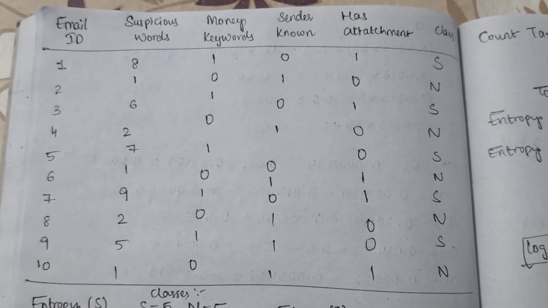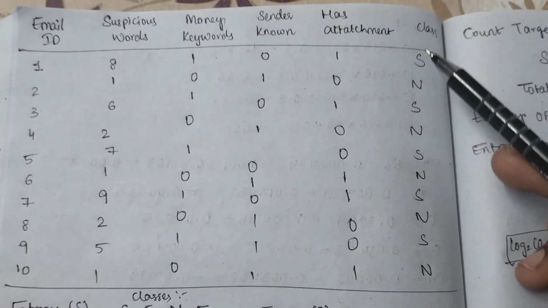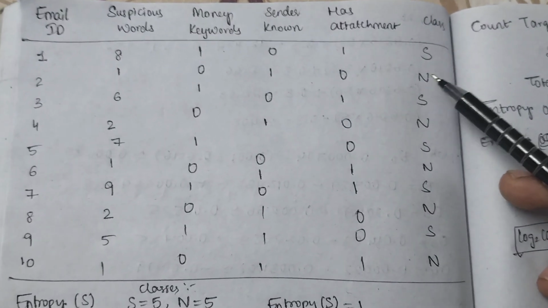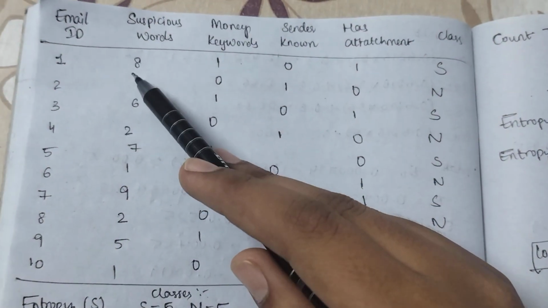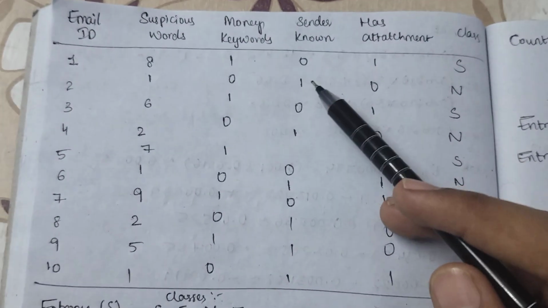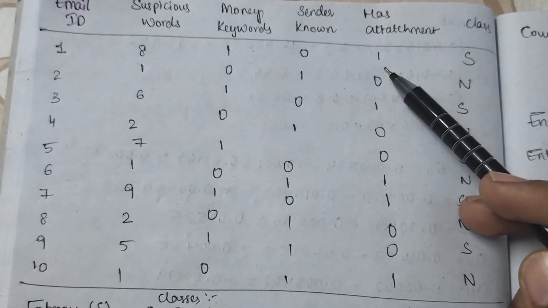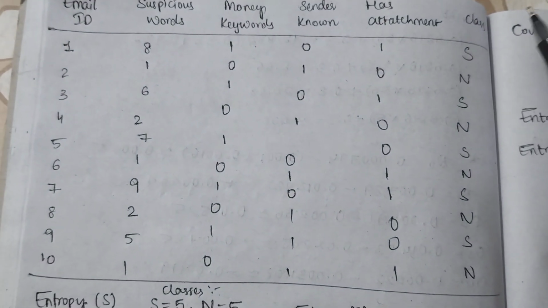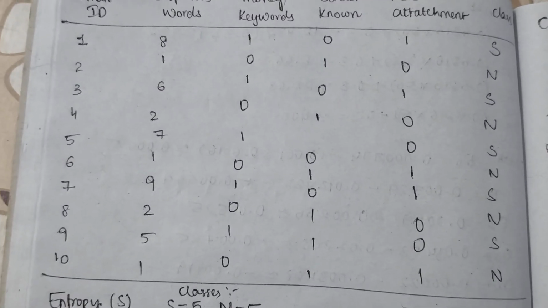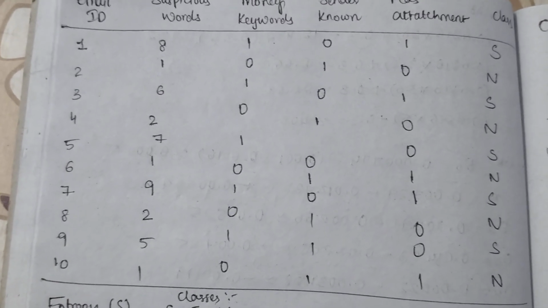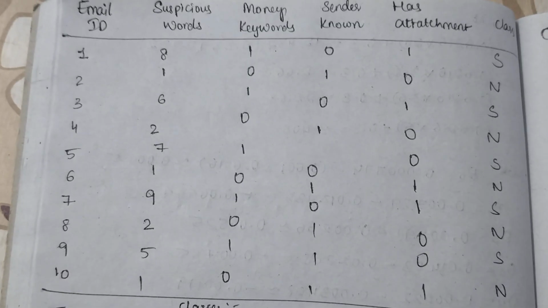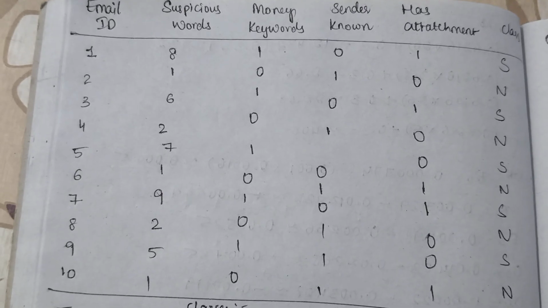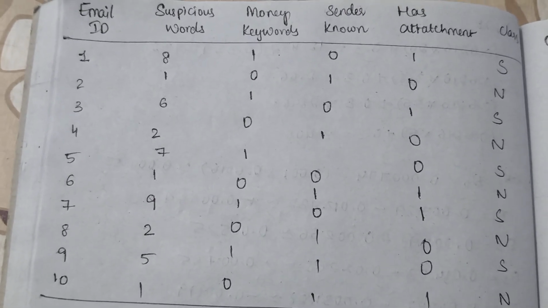We have a dataset where we classify messages as spam or not spam. Here S is spam and N is not spam. We are given features like suspicious words, money keywords, sender known, and attachment, and our target variable is spam or not spam. Our goal is to build a decision tree using ID3, and ID3 works on one main important concept, that is information gain.